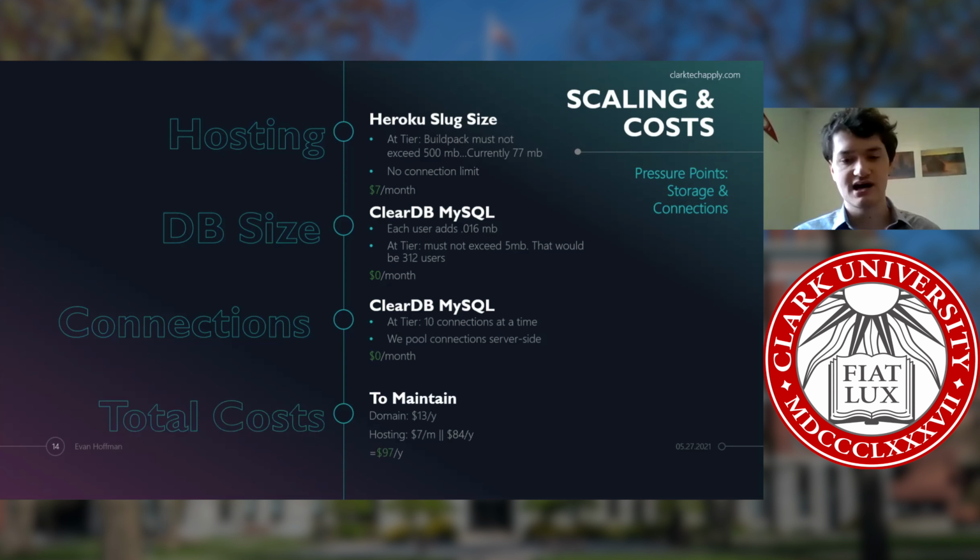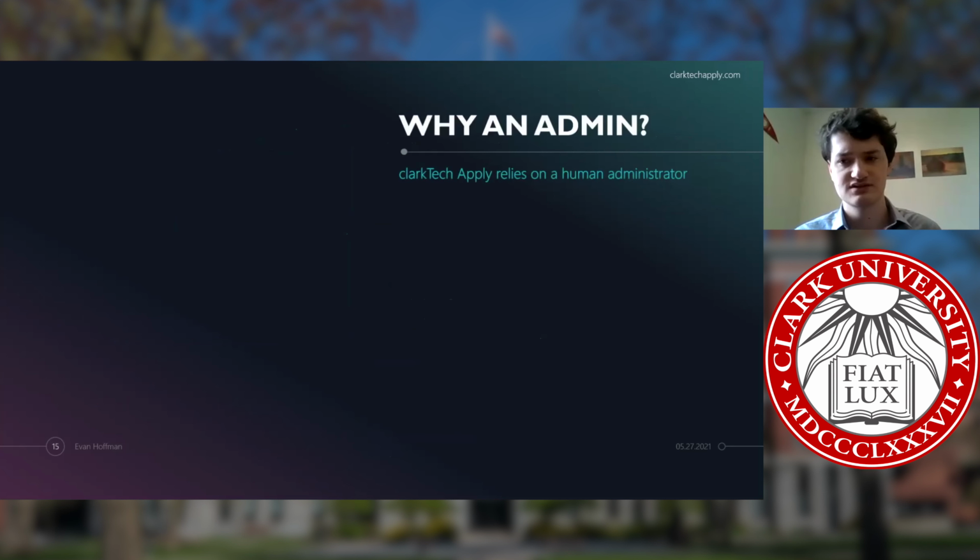So the total costs to maintain this application: the domain name just costs $13 a year. Hosting, like I said, is $7 a month, that's $84 a year. So in total, this costs $97 a year to maintain, and it should scale for years to come without a problem at the same cost. Also, like I said, I have academic credits through the GitHub developer pack that are going to cover this for 2 years. So a few last things.